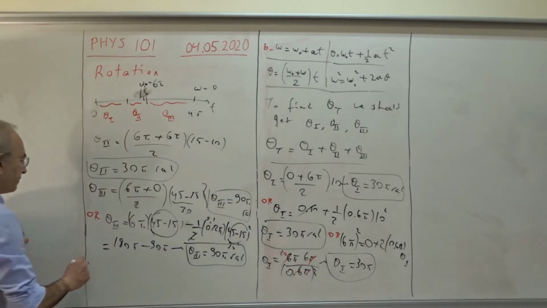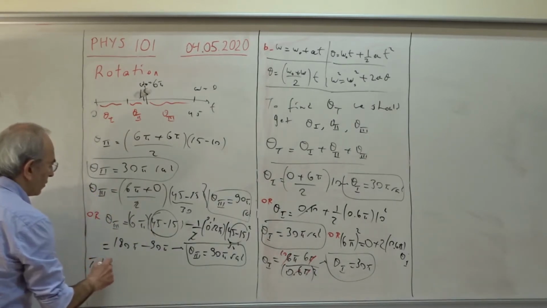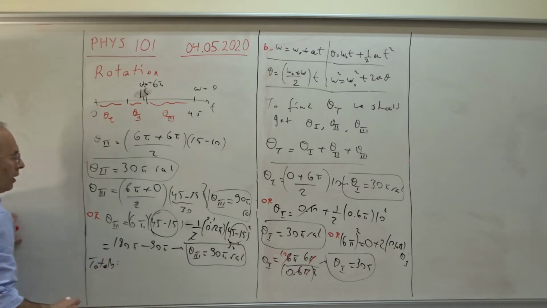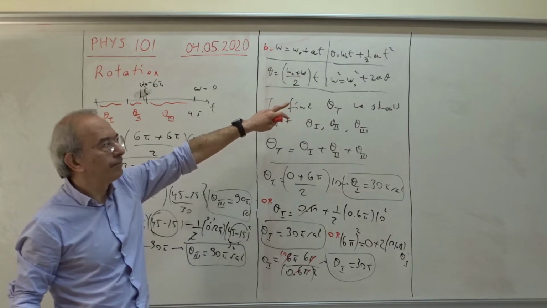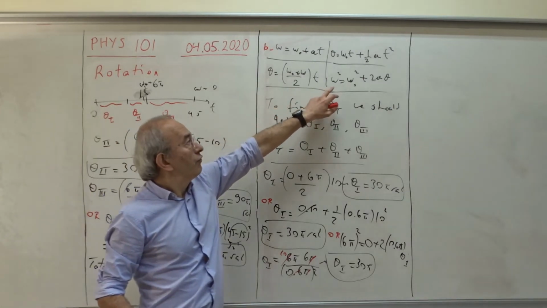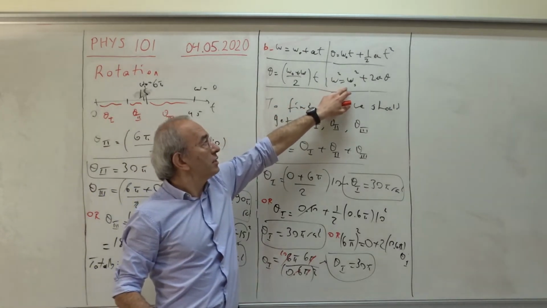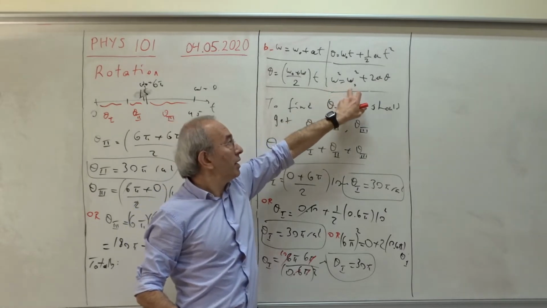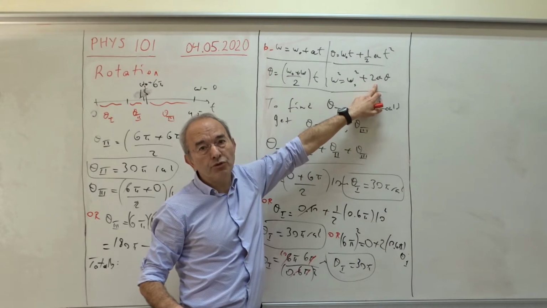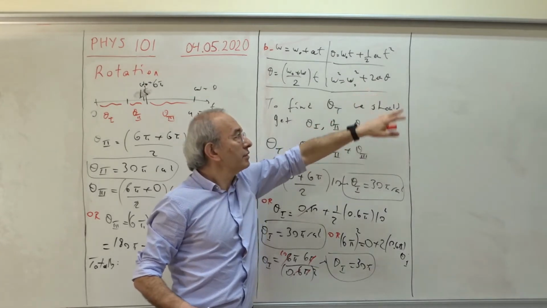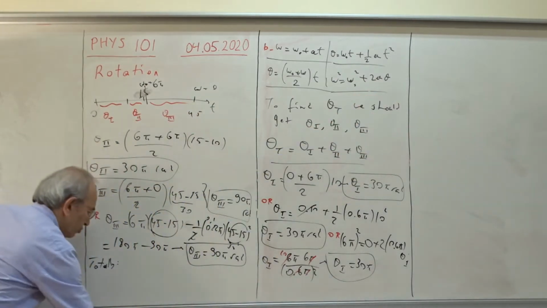So totally, of course this theta 3 can be found from the last equation as well. Final speed is 0, initial one is 6 pi. 6 pi squared divided by 2 times 0.2 pi gives us again the same result. Let's also check it.